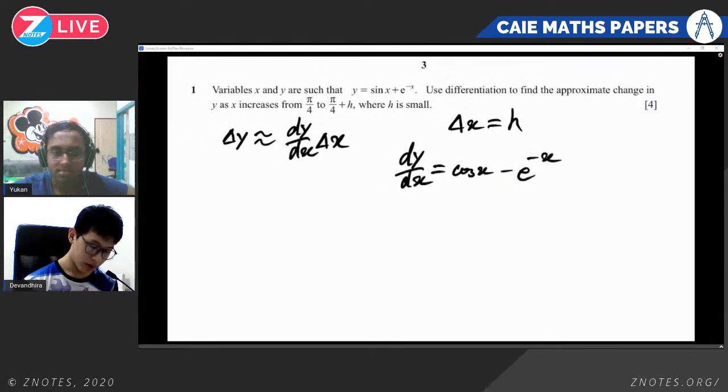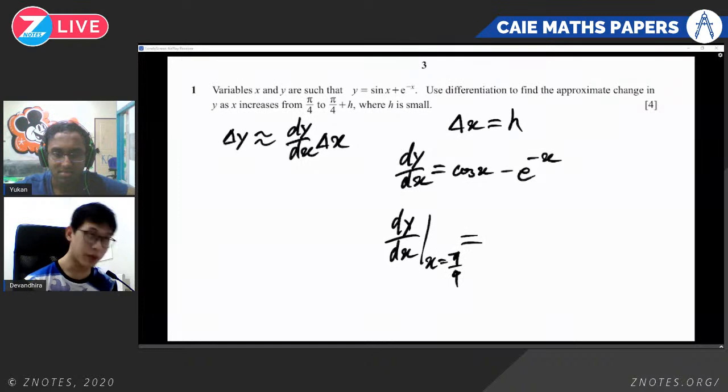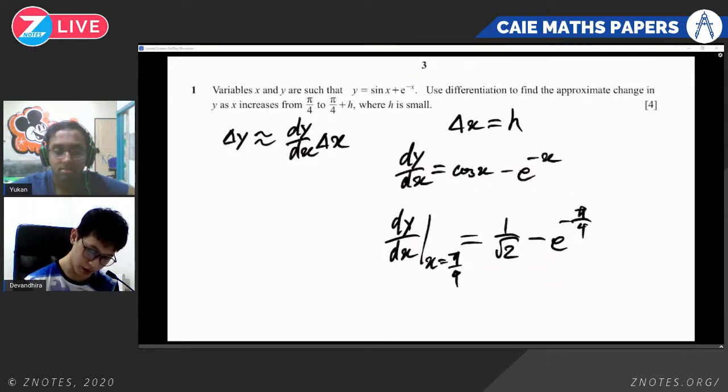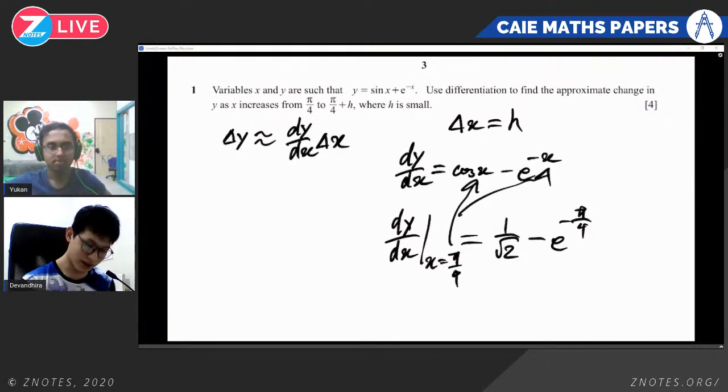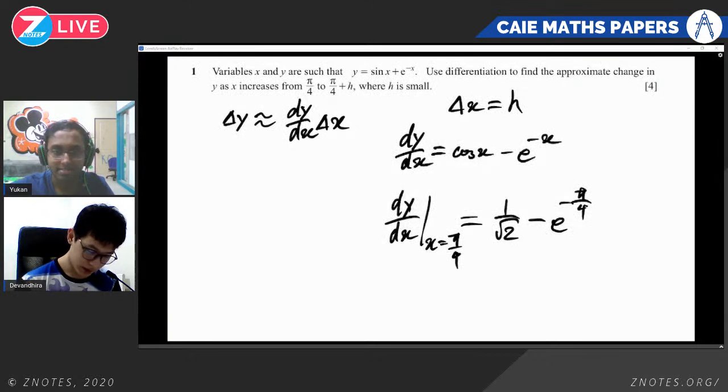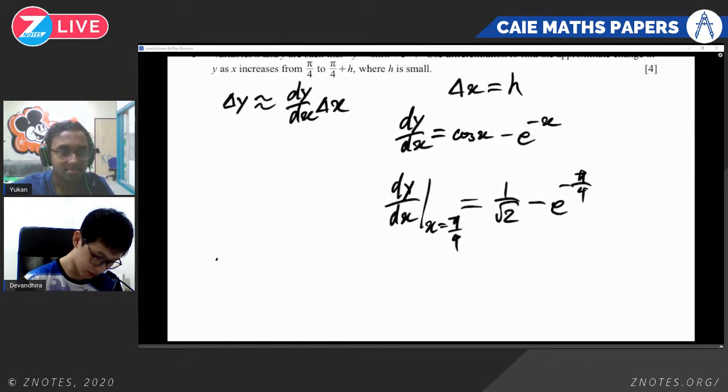And so it says that x increases from pi over 4. That means we have to evaluate dy/dx when x is at pi over 4. You can put this in your calculator, but I already know the value for this. It's 1 over root 2 minus e to the minus pi over 4. You just have to put x as pi over 4 here and here. You agree? All right. Yeah, that's right.